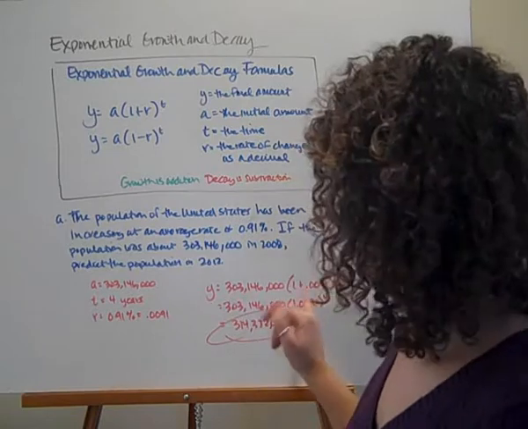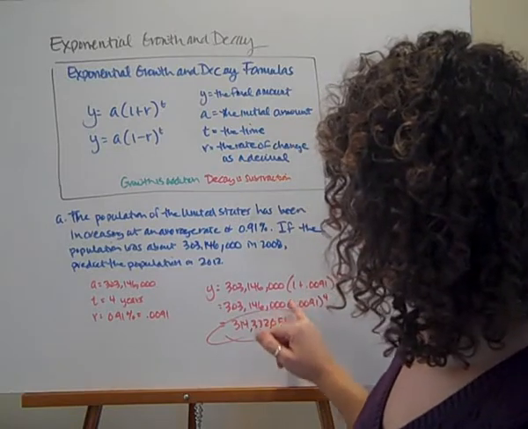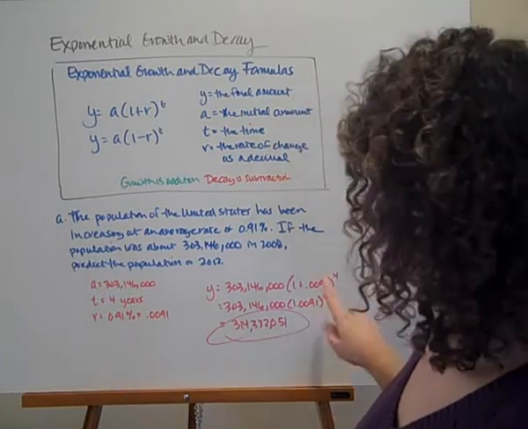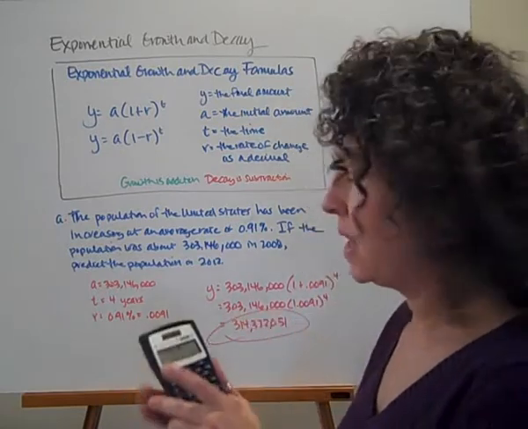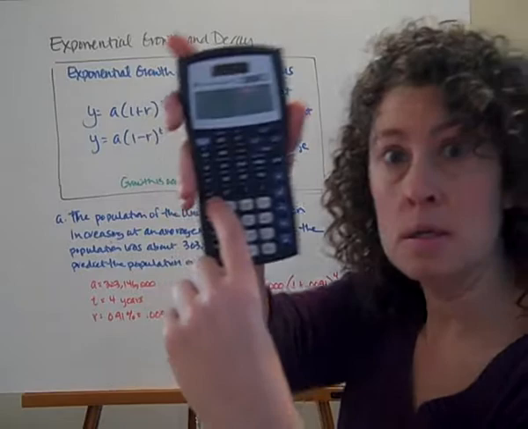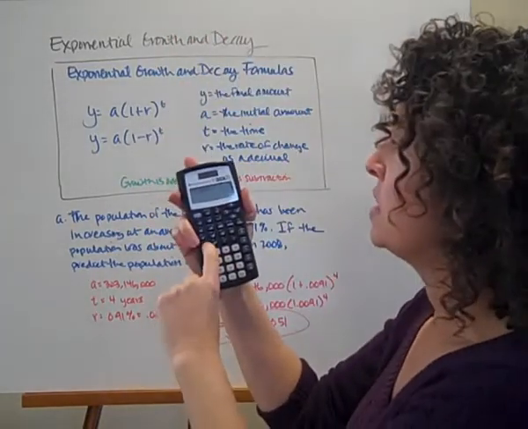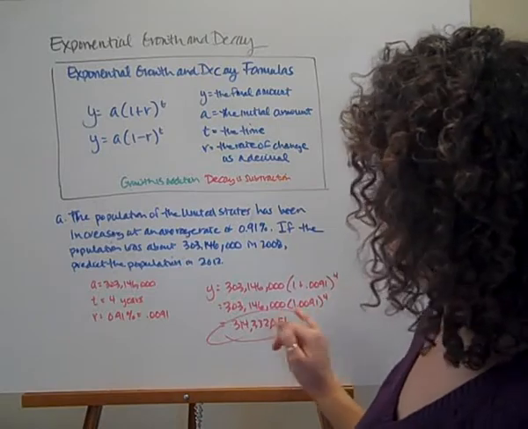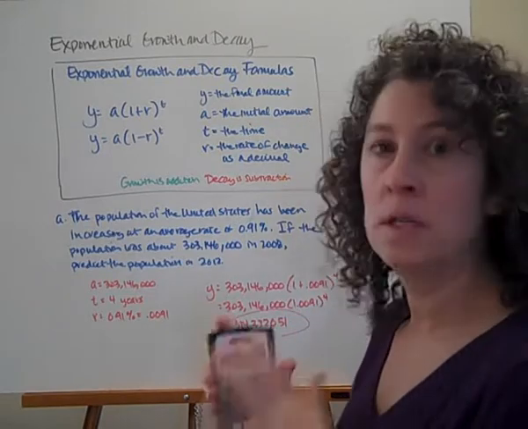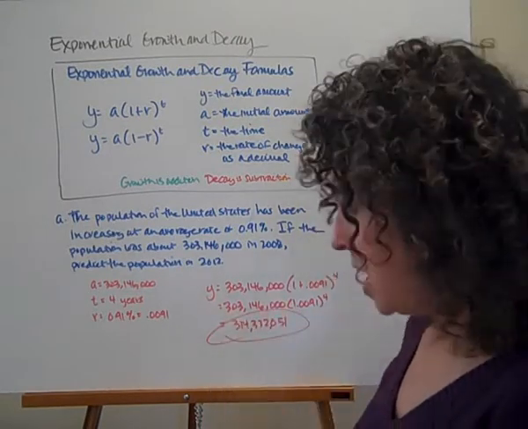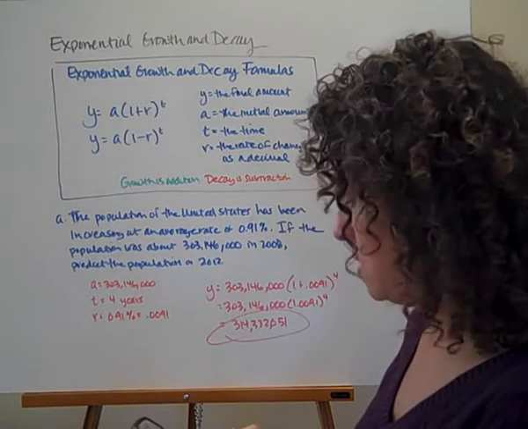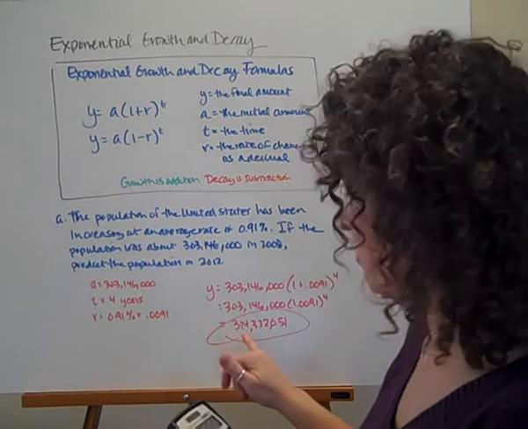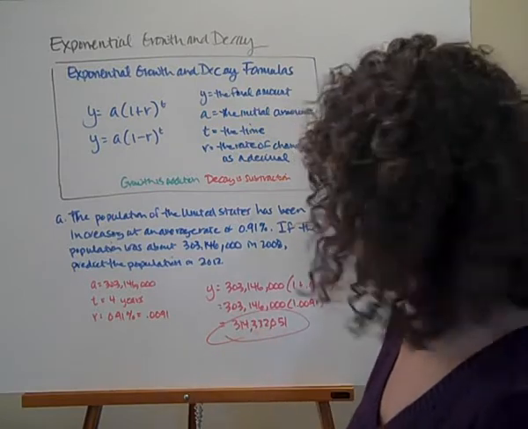So I'm going to start here with my 1.0091. Now, to do a 4th power on my calculator, I have this, I don't know, can you see it? It's a little caret key there. I'm going to use that caret to the 4th power. I'm going to press equal. It's going to tell me what that power is. I'm going to leave that on my calculator. And then I'm just going to do times 303,146,000, and that gives me my 314 million number that I came up with here.